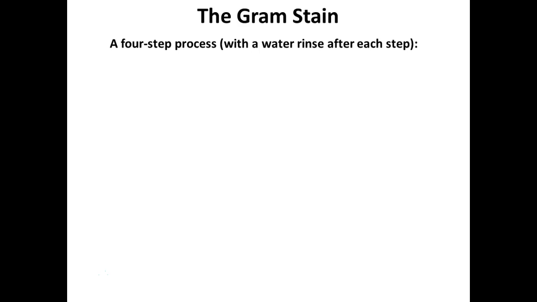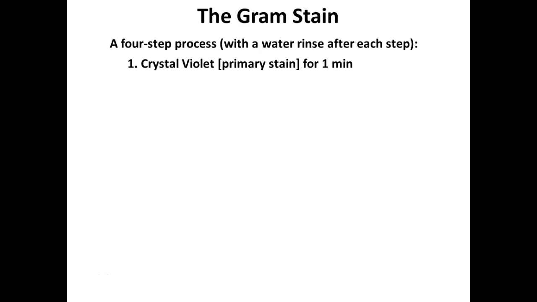Okay, so a 4-step process. In between each step, you rinse with water. The first step is the primary stain, which in this case is crystal violet. We're going to leave it on there for 1 minute. No matter what the animations say, and I can't remember what your book says, 1 minute is the standard rule in microbiology as far as staining goes. It's pretty easy. You just watch the little red hand go around one time. It's pretty easy to keep track of.